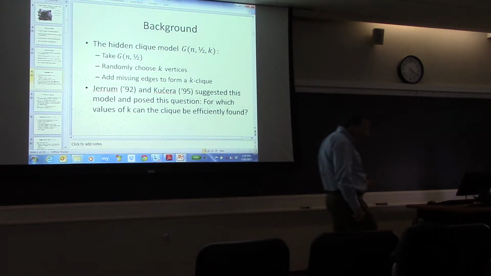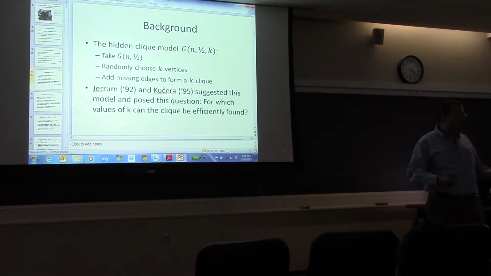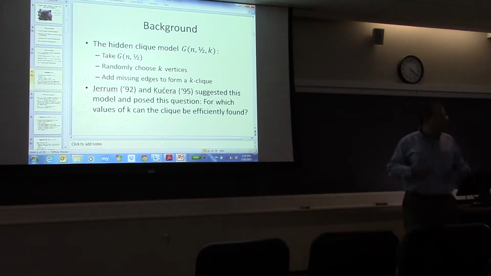Because if you have time n to the log n, it's very easy. You just go over all subsets of size 3 log n, and if there's a clique of size 3 log n, then you know this is part of the planted clique because it doesn't occur in nature. It is not in G(n, 1/2). Okay, but that's n to the log n. It's not polynomial time.